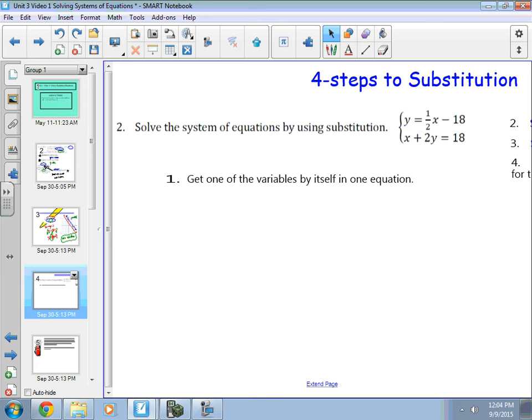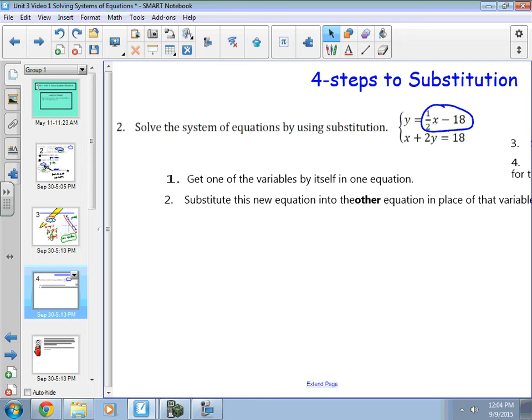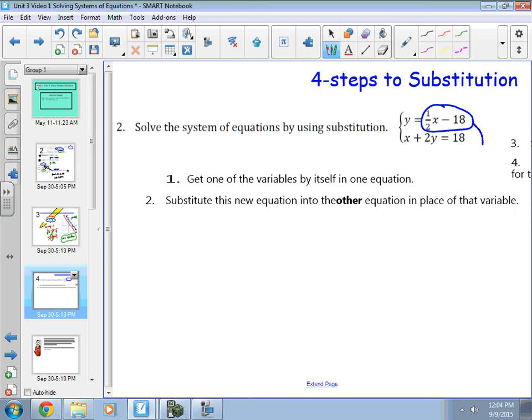Luckily for us, we kind of have that going on right here. If you look at the top equation, you have y by itself on one side of the equation. That's what this first step means. So this is going to be a good one to do substitution. We're going to substitute what y equals, which is half x minus 18, in for the other variable in the other equation. So step 2, substitute this new equation into the other equation in place of that variable. So we're going to take this, and where we see y in the second equation, because this is what y equals, we're going to plug that expression in for y.